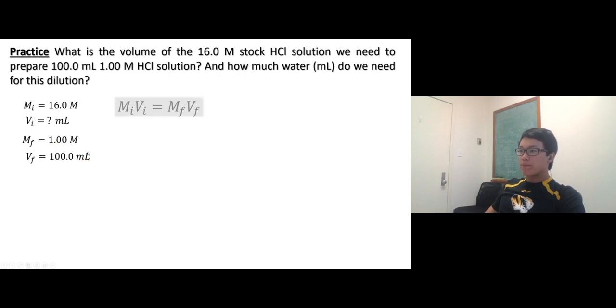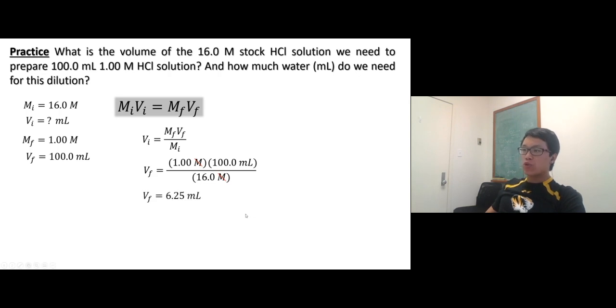Well, super simple there. MI VI equal to MF VF. Move MI to the other side, and then you plug in. MF is 1 molar. VF is 100 milliliter, and MI is 16 molar. Right? Do the math there. Molar cancel out, so you should get 6.25 milliliter. Okay, so that's the volume of stock. All right. Now, how much water you need to add?